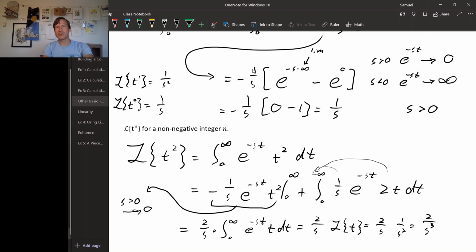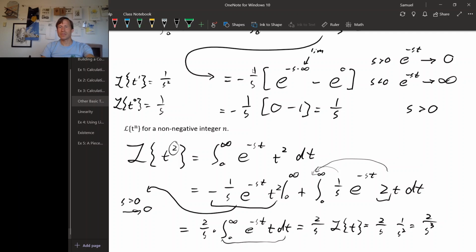Now if you look at the pattern here and think about what would happen if we changed this squared here to a cubed, well, what would happen is you do integration by parts once, you'd get a 3 right here, and then the resulting Laplace transform would be the Laplace transform of t squared. And we know t squared, right? We just figured it out.